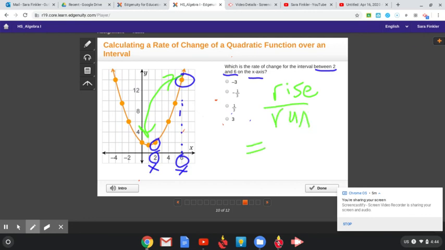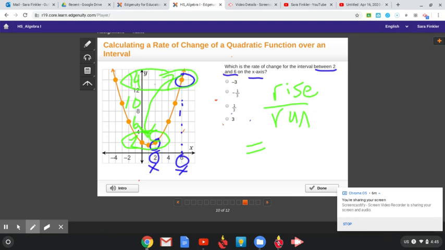So start at 2 and be careful. This y-axis is counting by 2s. 2, 4, 6, 8, 10, 12, 14. So be careful when you're counting. So you're going to start at 2 and then count all the way up to 14. So how much did you rise? Start at the bottom point at 2. Count all the way up to 14. How much did you rise?